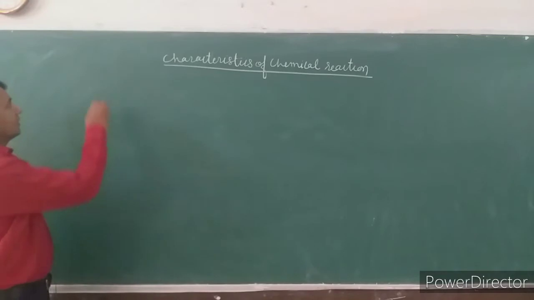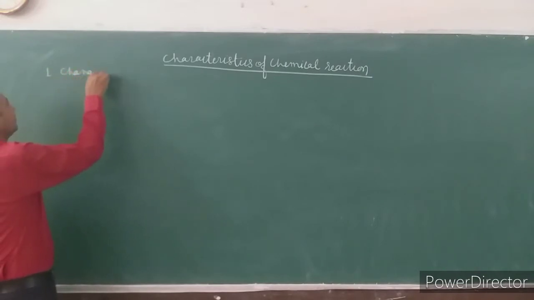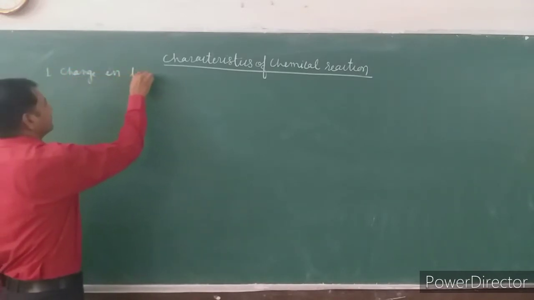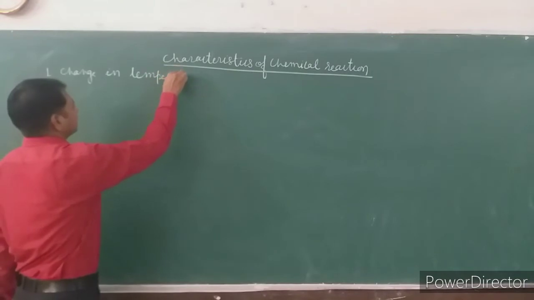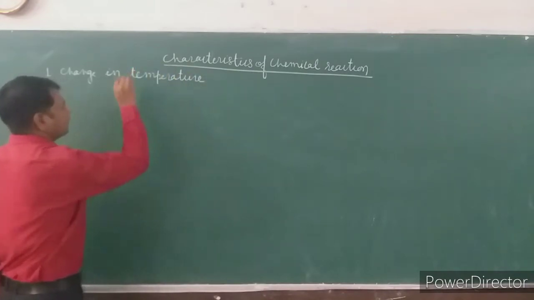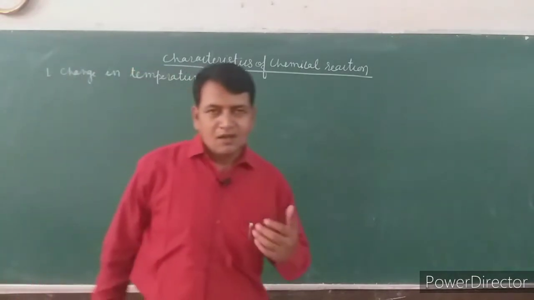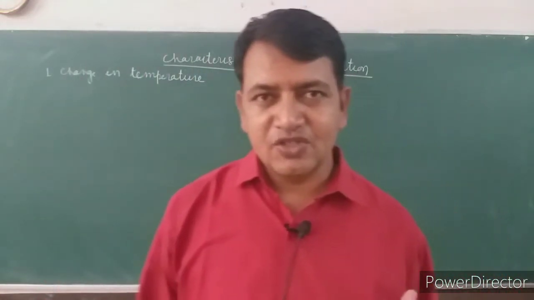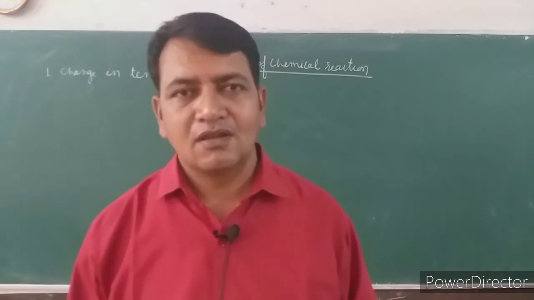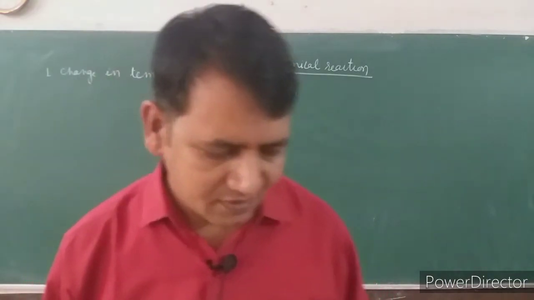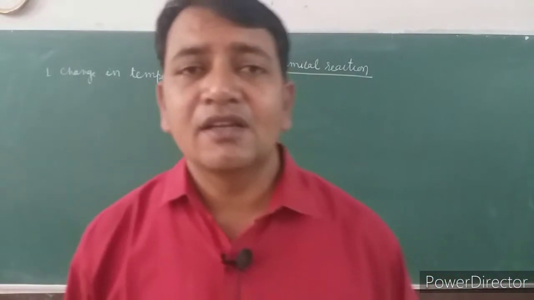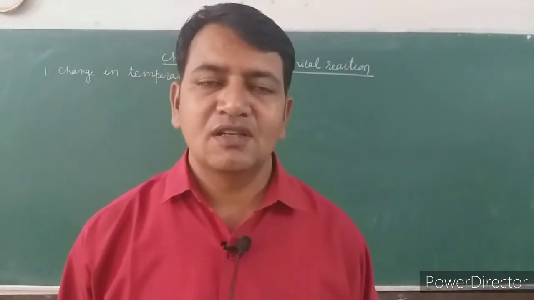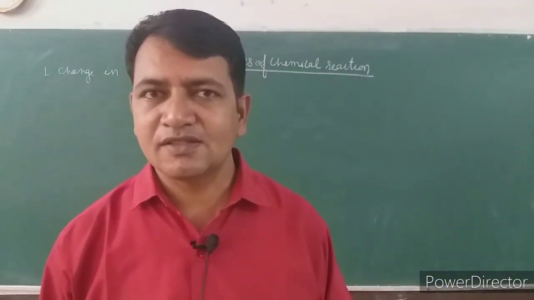Now the first characteristic of a chemical reaction is change in temperature. It means that in a given process, if there is a change in temperature, that can be a chemical reaction. To observe this, we can take the example of the reaction between concentrated acid, especially sulfuric acid, with water.